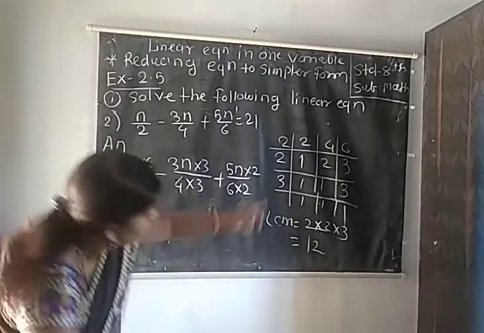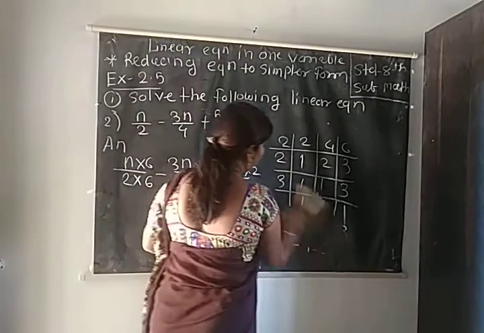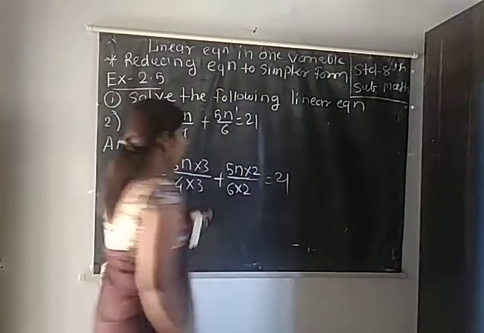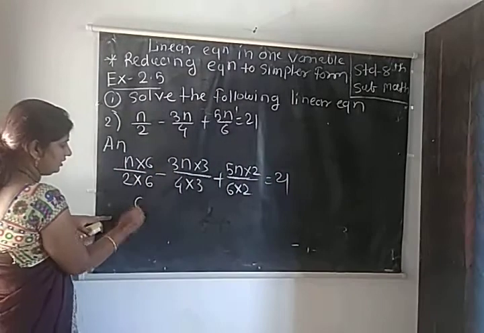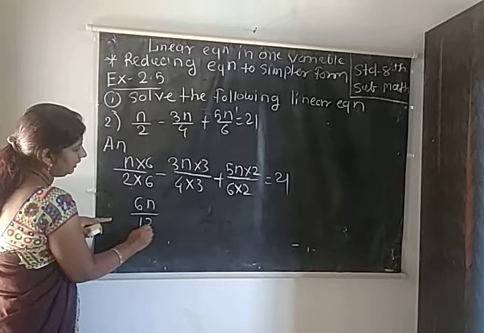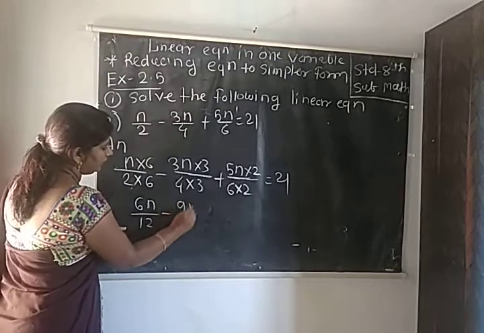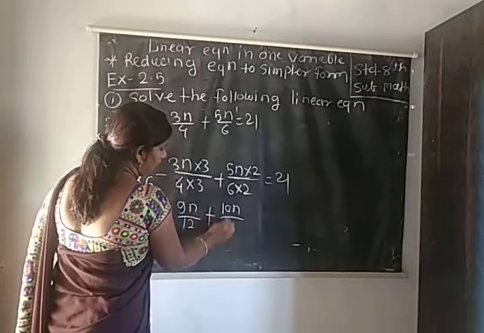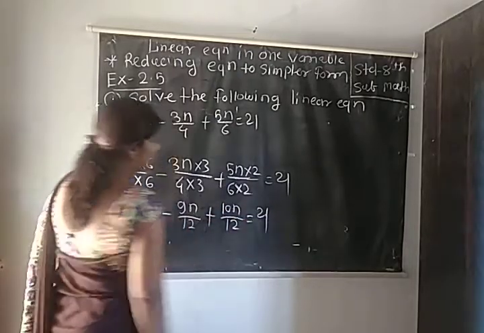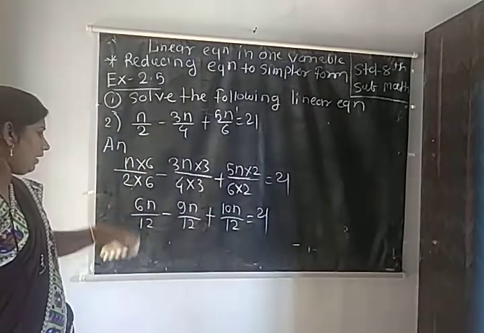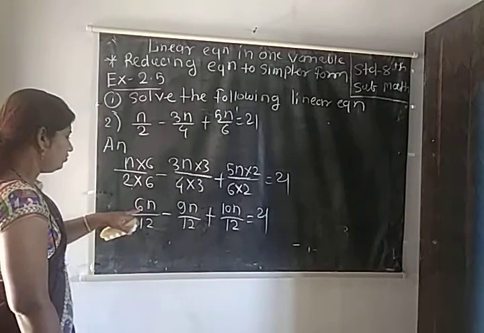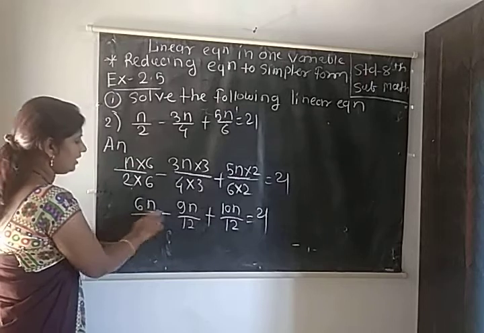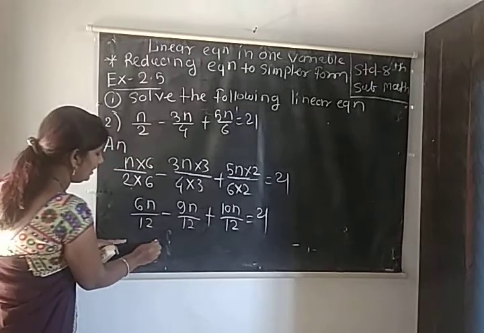Okay, so we have to write in your notebook, and then is equal to 21, and then solve this. 6n upon 12 minus 9n upon 12 plus 10n upon 12 is equal to 21, and then add and subtract this. So 6n minus 9n, what is the answer?